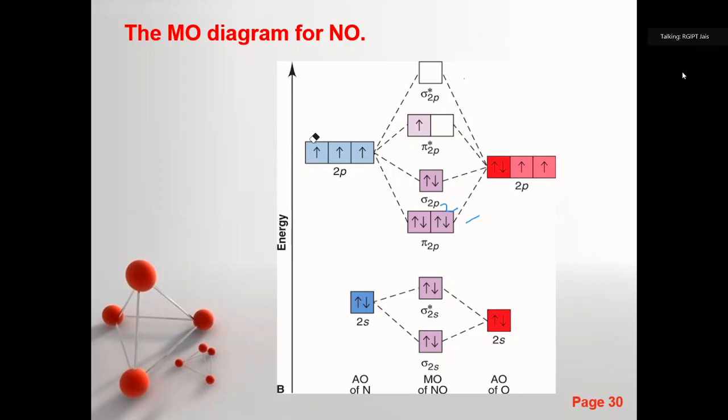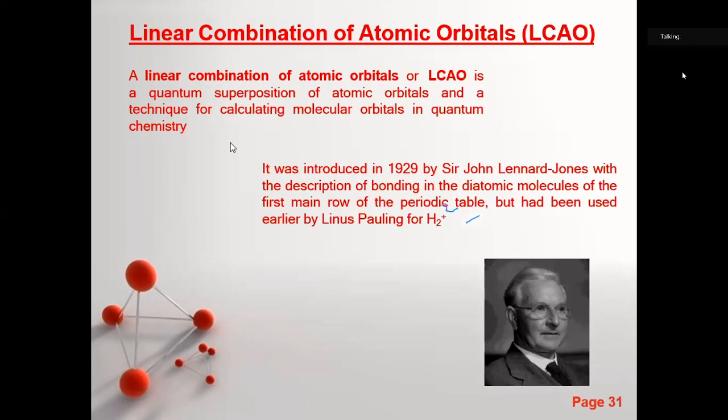Next is the linear combination of atomic orbitals, LCAO. Linear combination of atomic orbitals comes from the quantum superposition of atomic orbitals. We will calculate according to quantum mechanics how much contribution each orbital makes in the form of a wave function, and the total electrons in this case we can easily calculate using the quantum wave function.